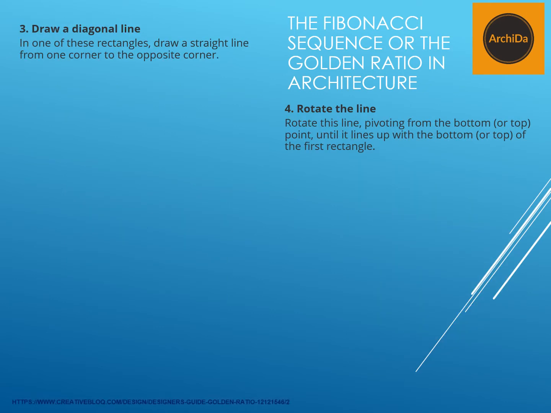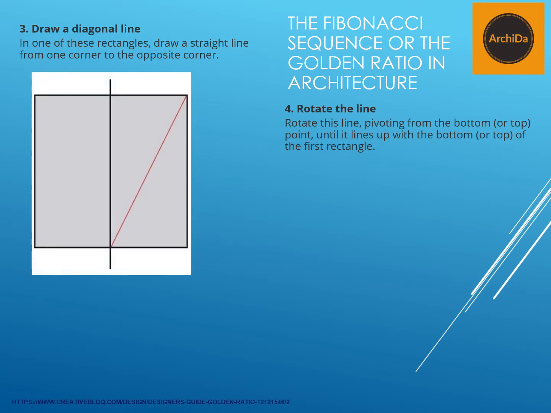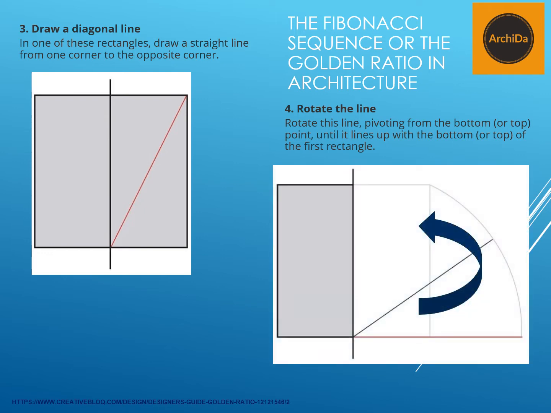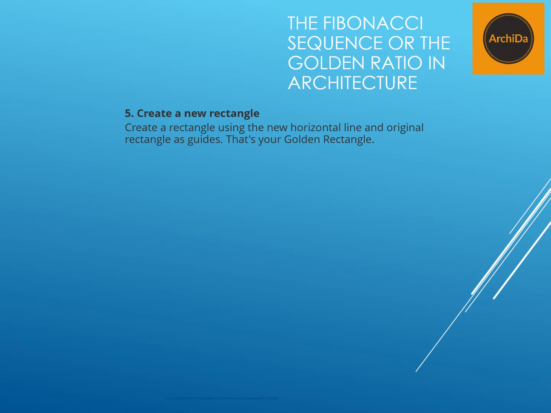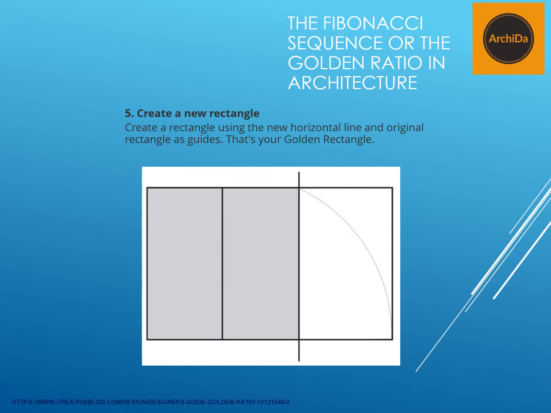Step 3. Draw a diagonal line. In one of these rectangles, draw a straight line from one corner to the opposite corner. Then step 4, you rotate the line. Rotate this line, pivoting from the bottom or top point, until it lines up with the bottom or top of the first rectangle. Then number 5, you create a new rectangle. Create a rectangle using the new horizontal line and original rectangle as guides. That is now your golden rectangle.